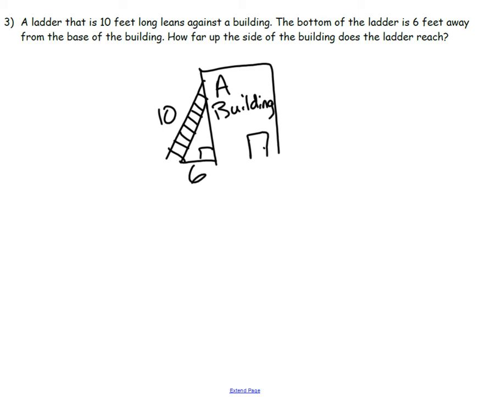Anytime we're missing sides on a right triangle, we can use the formula a squared plus b squared equals c squared. All we need to remember is which of our sides is C. C is always across from the right angle, which in this case is the ladder. So that's 10 squared. That is the hypotenuse. I get a minus.